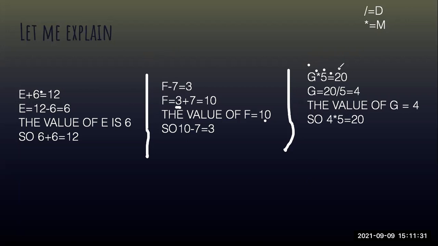But if we want to do it in algebra, we'll write G, of course, the variable, is equal to, after is equal to, it's 20. So G is equal to 20, the remaining number 5. And if we divide that, we get 4. So the value of G will be 4. And so 4 multiplied by 5 is equal to 20. Fine, I'll take the eraser again.